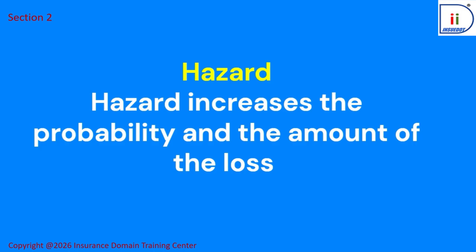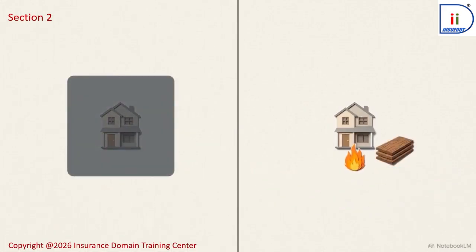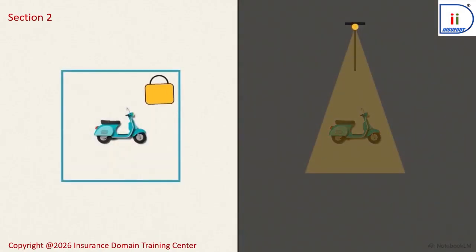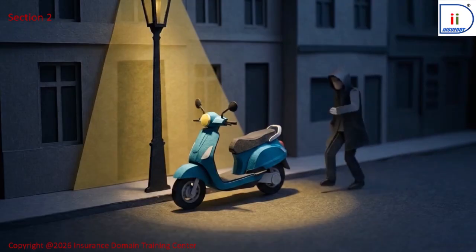Consider two houses. House A is located in a dry area. House B is built beside a river. Being close to the river is a flood hazard. Now suppose House A is made of concrete while House B is built of wood. The wooden construction becomes a fire hazard because it can increase the severity of fire damage. The same idea applies to Rahul's scooter. One scooter is securely locked in a safe parking area.